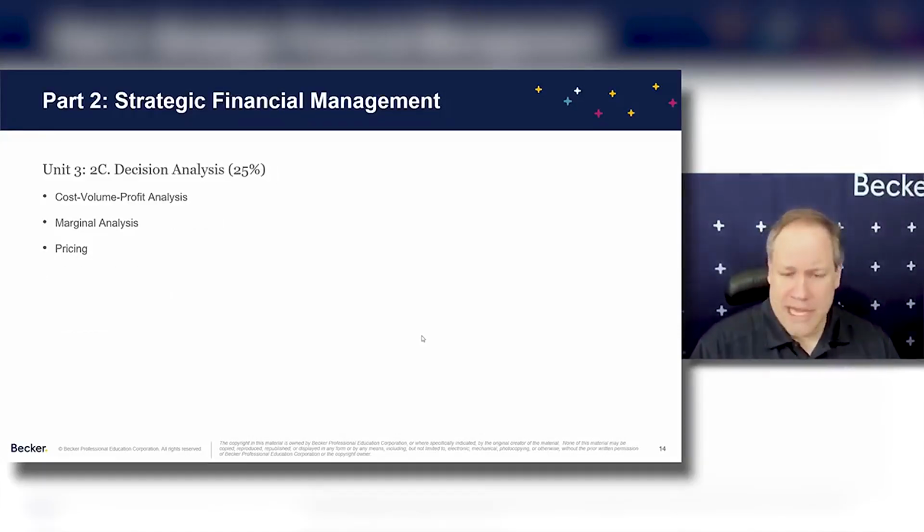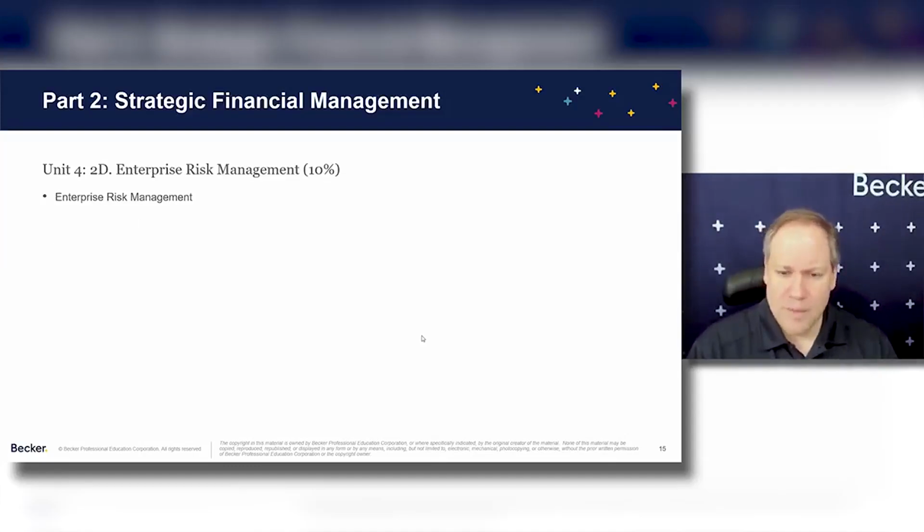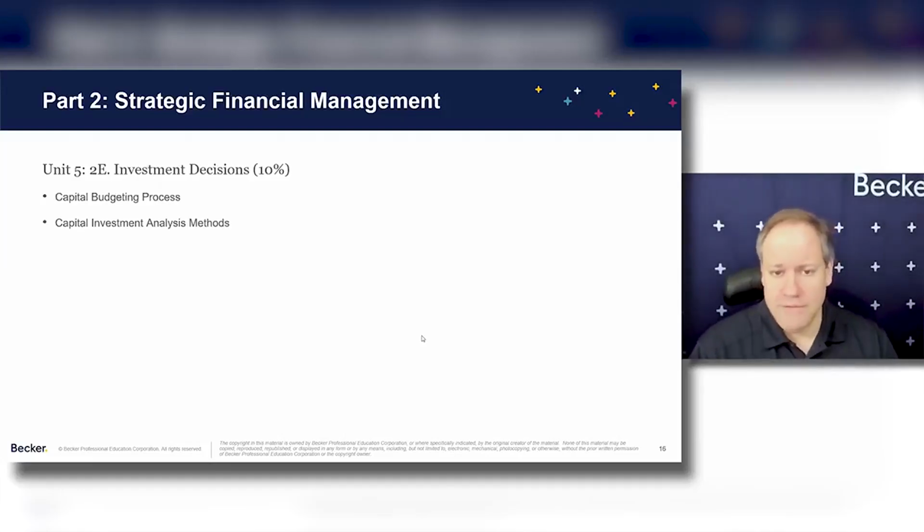In Unit 3, we'll tackle 2C. That is the largest section in terms of point value. This is where you'll find issues like marginal and cost volume profit analysis, as well as pricing analysis. In Unit 4, that's 2D. Well, that one's easy to explain. It's enterprise risk management, that topic, but it is only 10% of your overall score. And the same is true of the 5th unit, 2E, that's investment decisions, and that covers capital budgeting as well as capital investment analysis, methodologies to do that, how the process works.